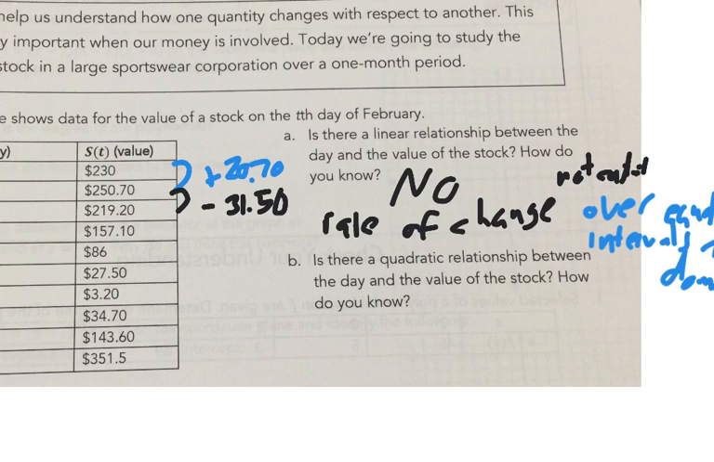So is there a quadratic relationship? Well, how do we find out if it's quadratic? It needs to have a constant second difference. Well, I don't have enough information yet to find what the second difference is. I need another first difference. So how do I go from 219.20 to 157.10? So I could just subtract $62.10, and it's negative.